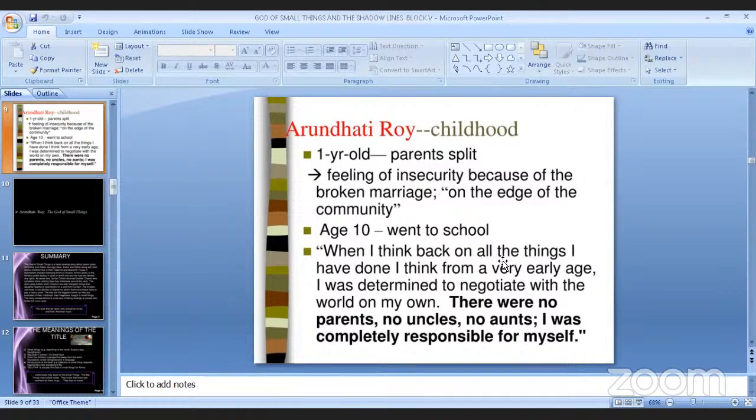When I think back on all the things I have done, I think from a very early age I was determined to negotiate with the world on my own. There were no parents, no uncles, no aunts. I was completely responsible for myself.